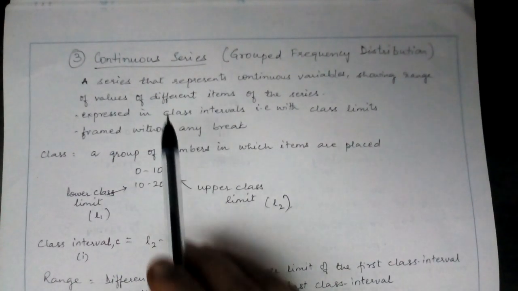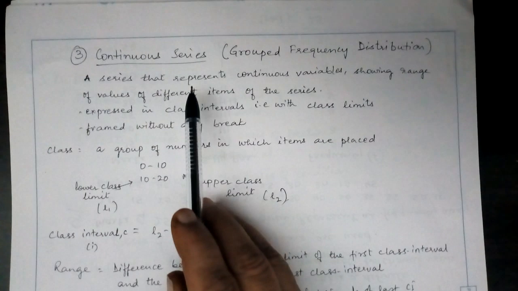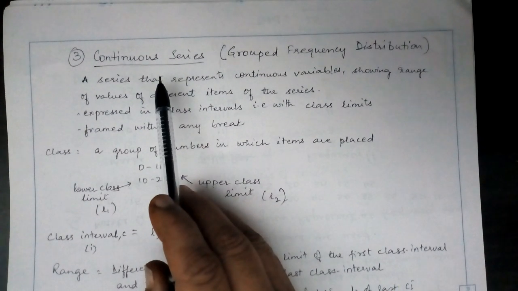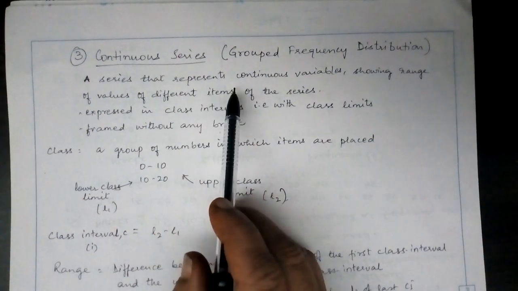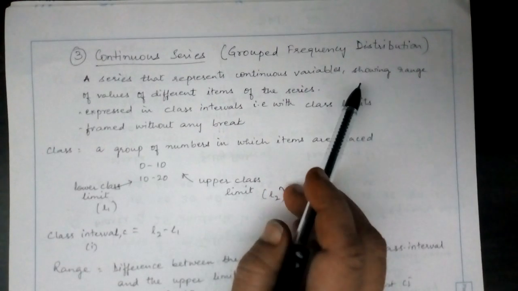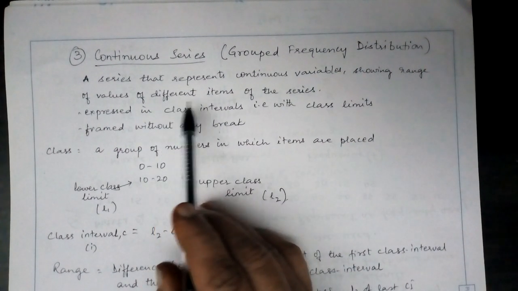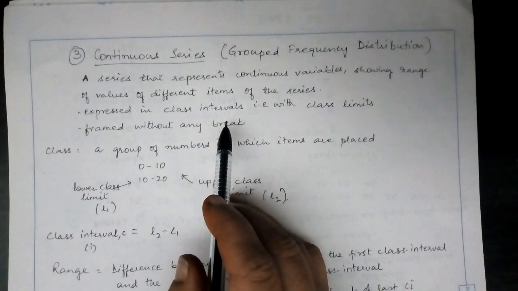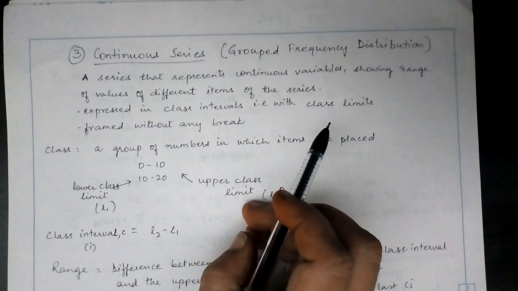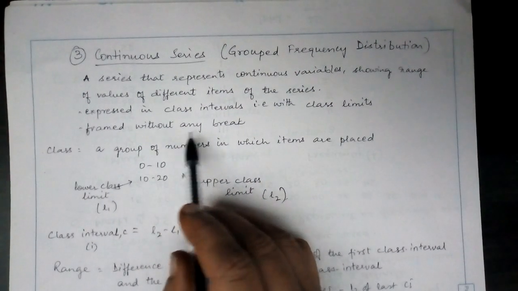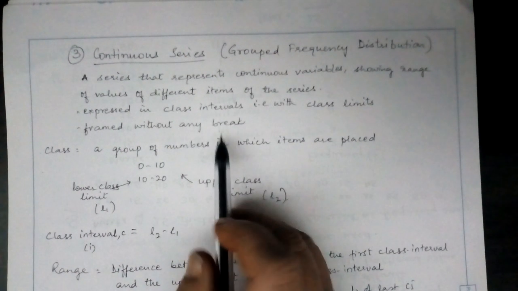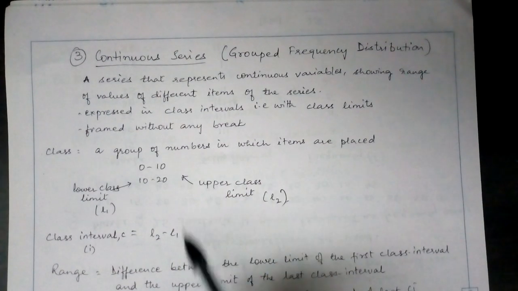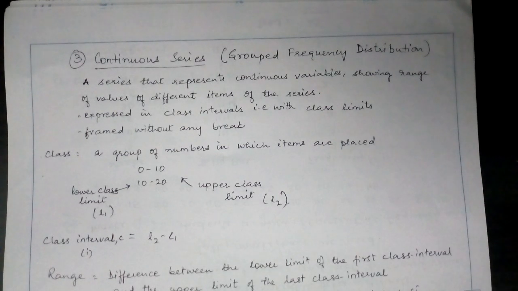The third statistical series is the continuous series, otherwise called grouped frequency distribution. What is a continuous series? It is a series that represents continuous variables showing range of values of different items of the series, which are expressed in class intervals, that is with class limits, and they are framed without any break. Here, continuous variables are those variables which can take decimals and fractions also.